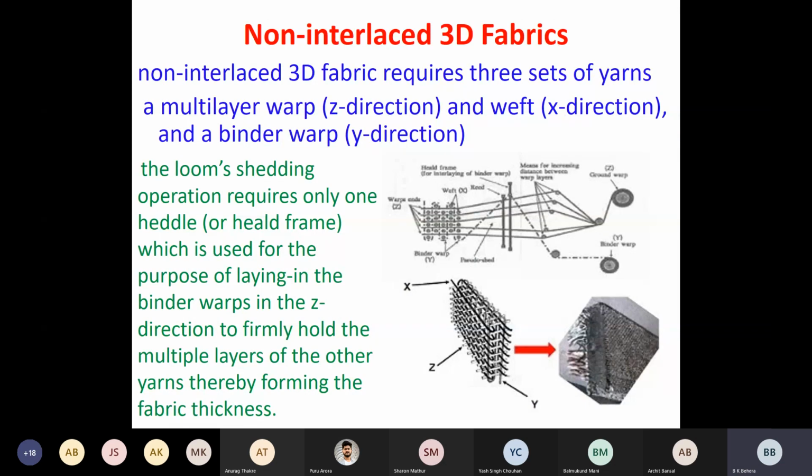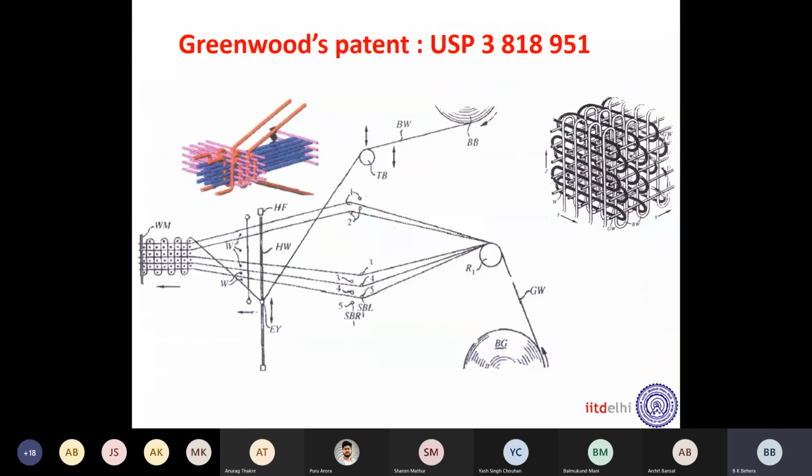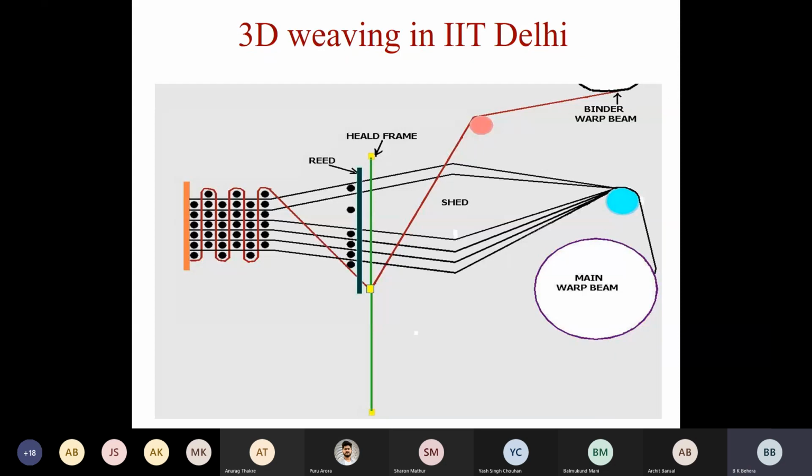In this, we have two types of warp and one weft. I'll show you a subsequent diagram where it will be more clear. This is a US patent. I'll show you a further very clear diagram where you can understand. We have a machine also in our lab in this fashion. Look at this.